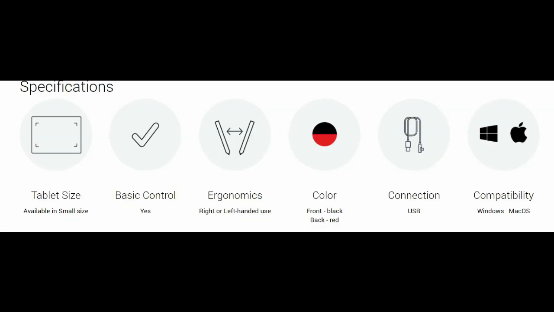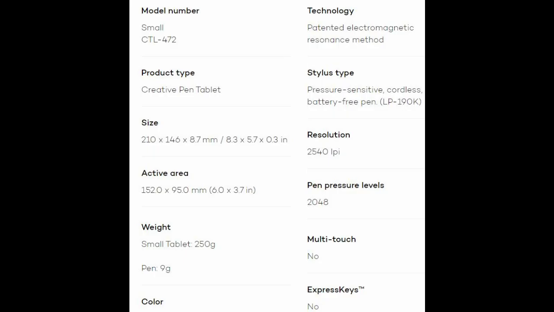Coming to the specifications, it is suitable for both left-handed and right-handed people, and it is compatible with both Windows and Mac operating systems. Coming to the comparison between Wacom and XP Pen, this Wacom has got a pressure-sensitive cordless stylus. The active area is 6 inches by 3.7 inches. On the other hand, the XP Pen, which I had reviewed earlier, was 8 inches. It was slightly bigger. It has not got any express keys, unlike the XP Pen tablet, which I reviewed earlier. And the USB cable in XP Pen was not detachable.